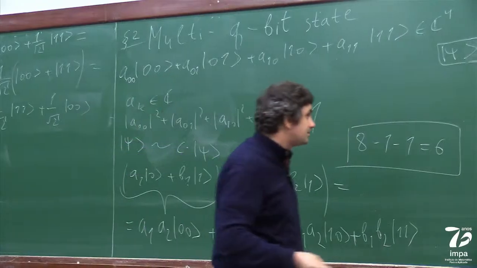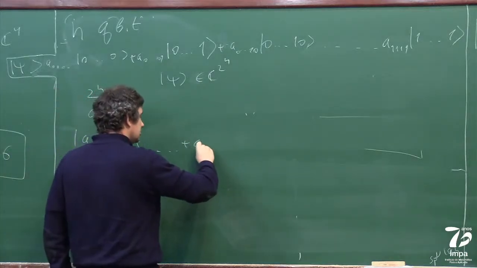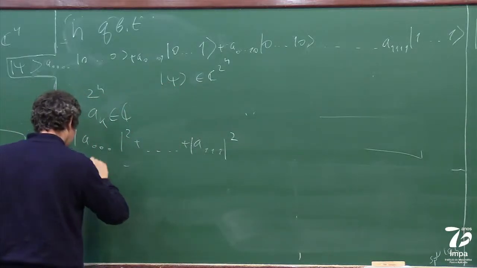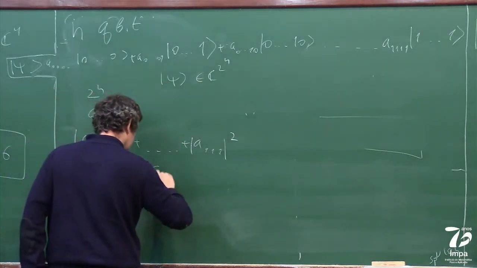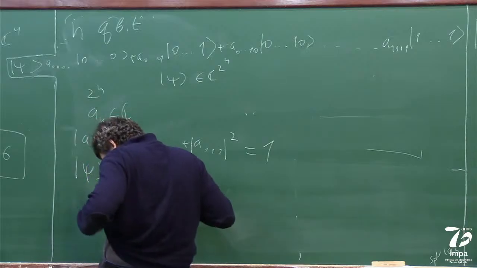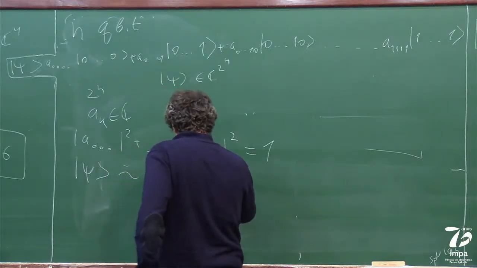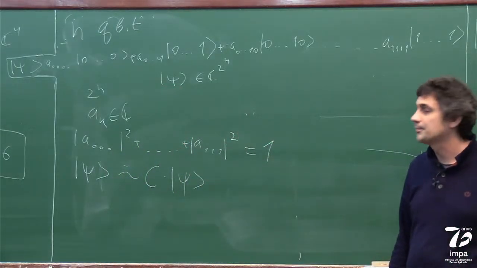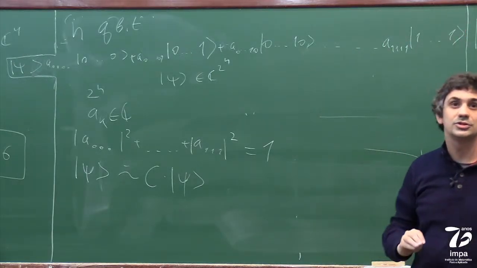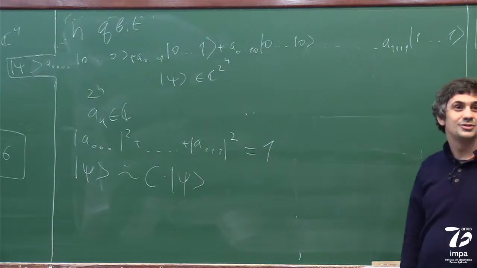And with the same condition as before: the sum of squares is equal to 1, and the vector is considered to be equivalent to its multiplication by a constant. So the condition is basically the same as before, but now instead of 2 qubits, n qubits. How many real numbers do I need to represent this?